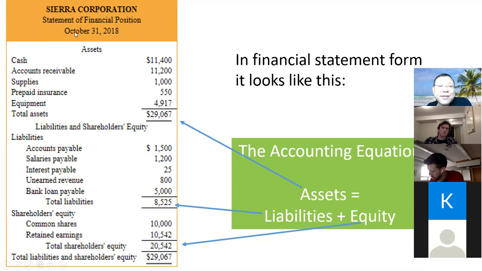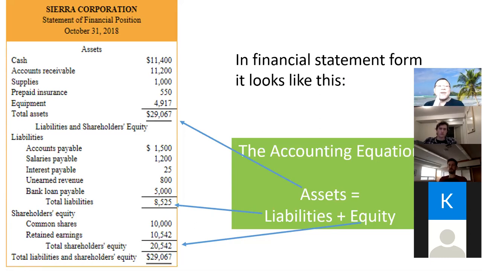And then for the timing, this is very unique for this statement. This is a snapshot. It's not for one month or for a year. It's not for a period of time. It's for a specific time. It's not a motion, it's a position. The other two statements we just introduced, the income statement and the statement of changes in equity, are a motion, for a period of time. This statement is like a snapshot. You take a picture.